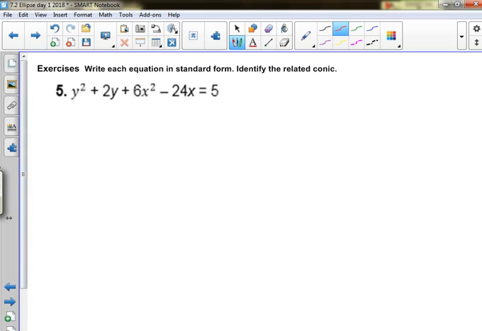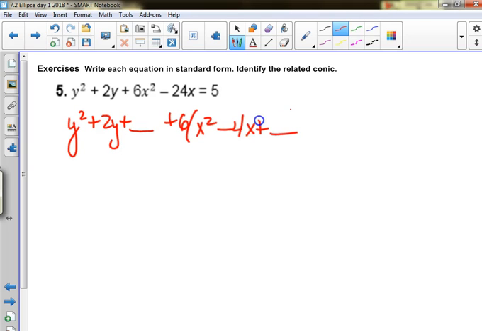All right, so ready to try one? This is all separated for us. All we need is some blanks, isn't it? So I'm going to write y squared plus 2y plus blank plus, what do I want to do with these x's though? Take out a 6, factor out, yeah, don't divide it away, but factor out. So it'll become minus 4x plus blank, 5 plus 2 blanks. Okay.